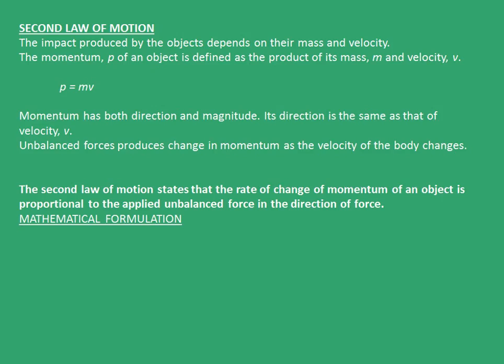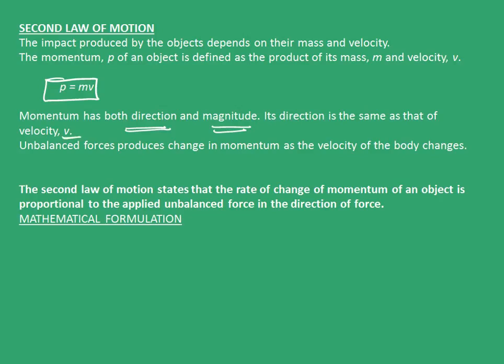Having understood what the first law says, let's move on to the second law of motion. The impact produced by objects depends on their mass and velocity. The momentum p of an object is defined as the product of its mass m and velocity v. So p is mv. Momentum has both direction and magnitude. Its direction is the same as that of velocity v.